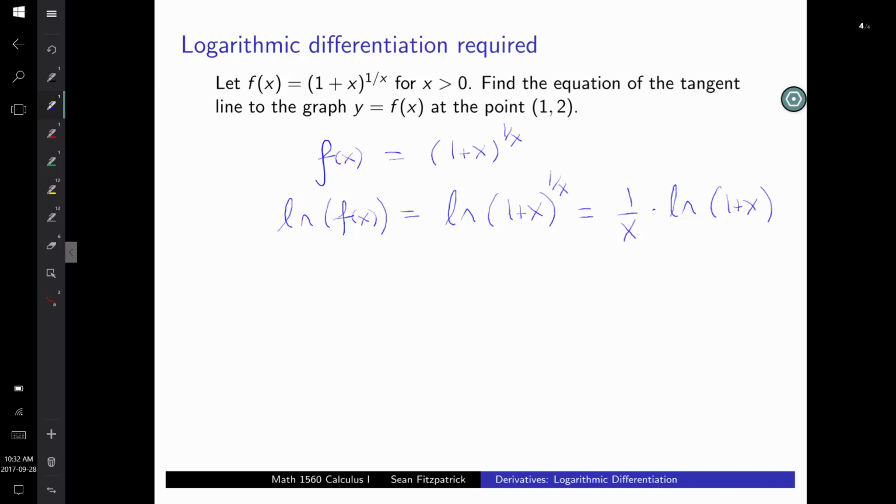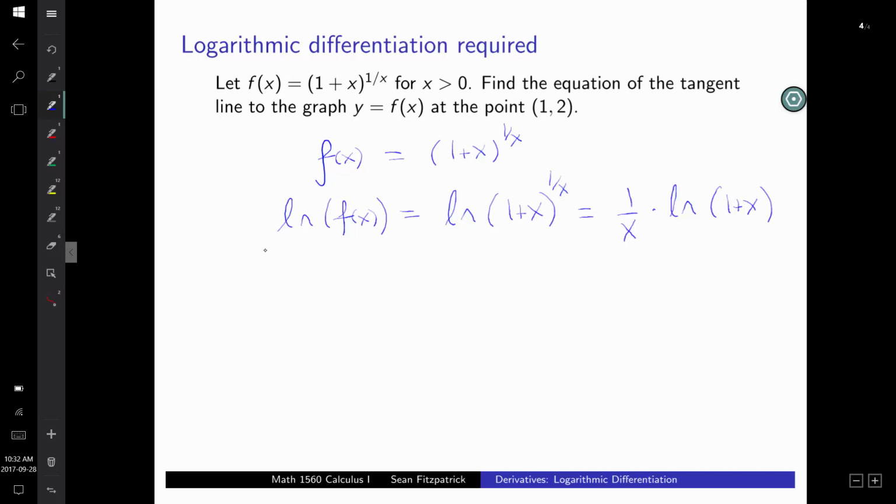Now I want you to realize that for calculating f prime, I have no derivative rule that would let me calculate that derivative as written, right? Both the base and the exponent are functions of x, so I can't treat it as an exponential function. I can't treat it as a power. I need to do something else. So what I can do is this. I take the log of both sides, and now I take the derivative.